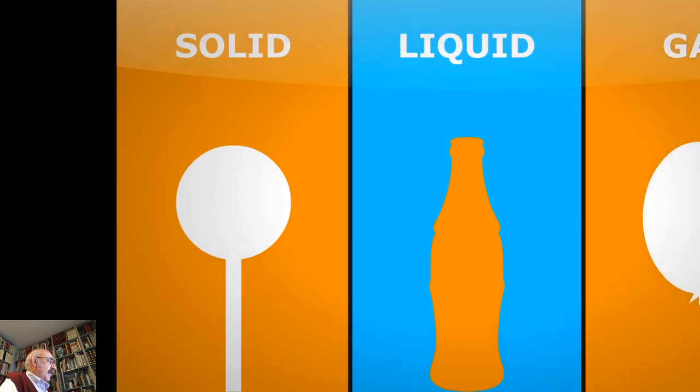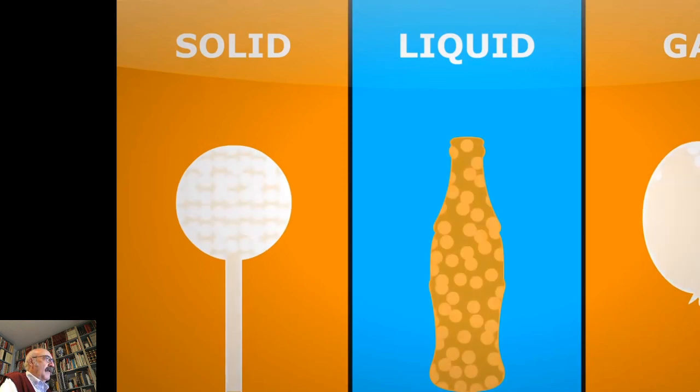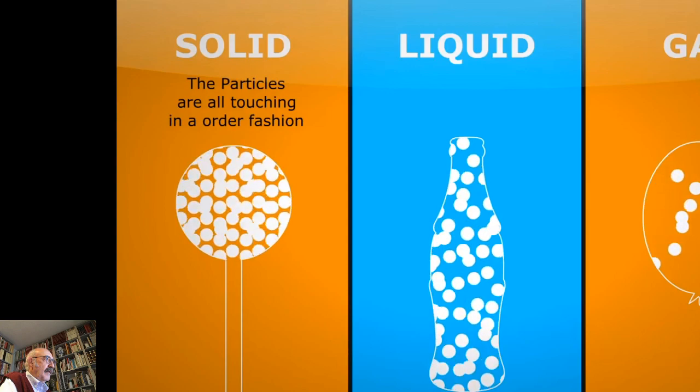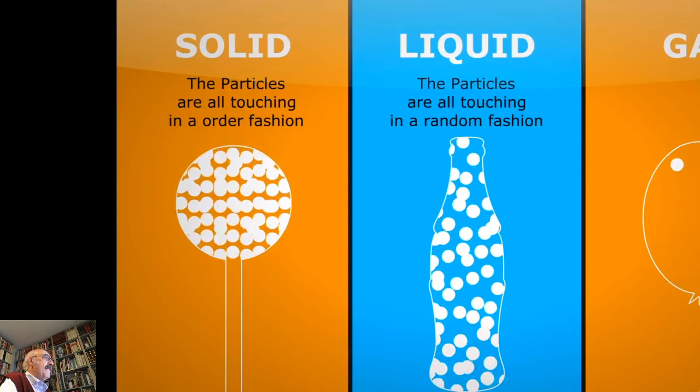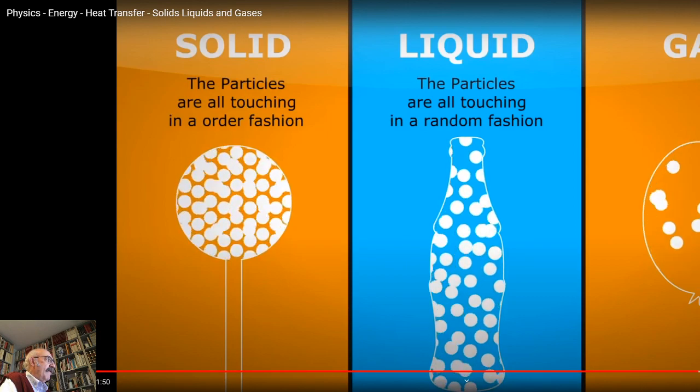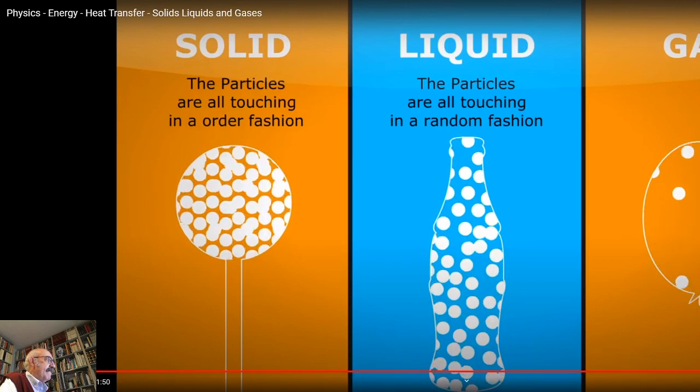So what do you need to know? Well, you need to know that in a solid, the particles are all touching and in an ordered fashion. In a liquid, the particles are still all touching, but they're ordered in a random fashion, and there's occasional pockets where they can slip over one another.